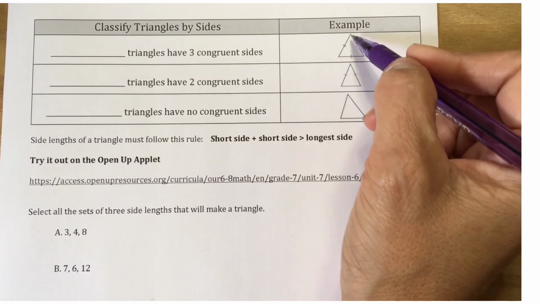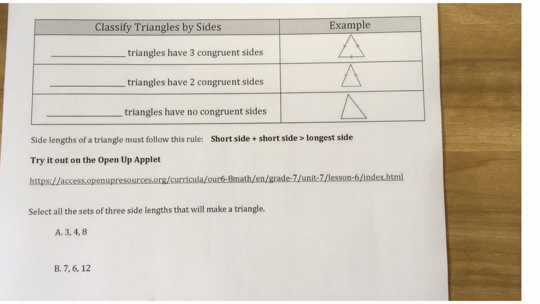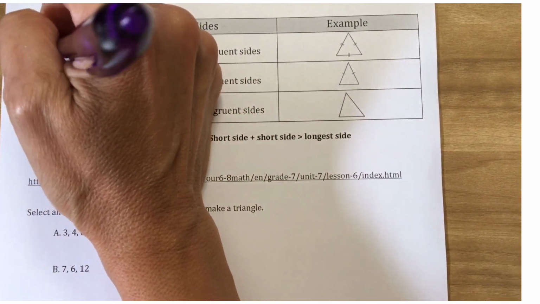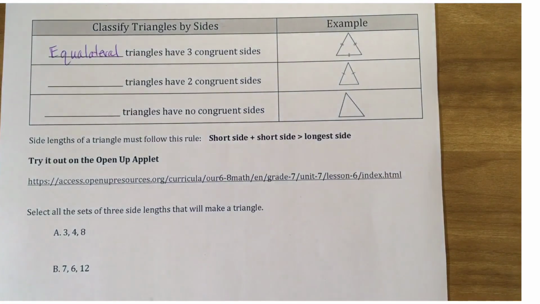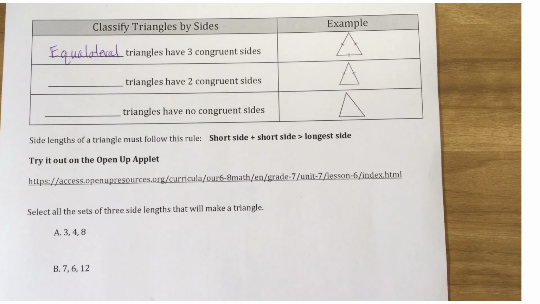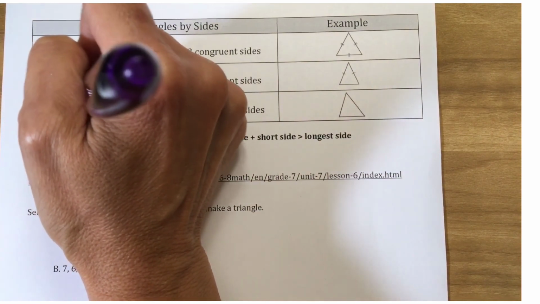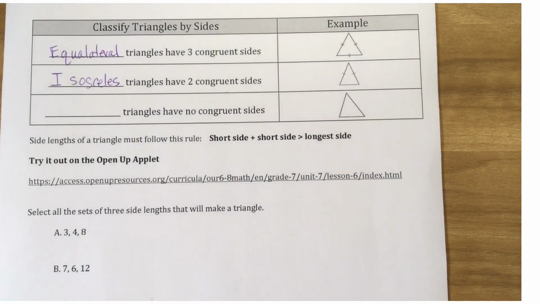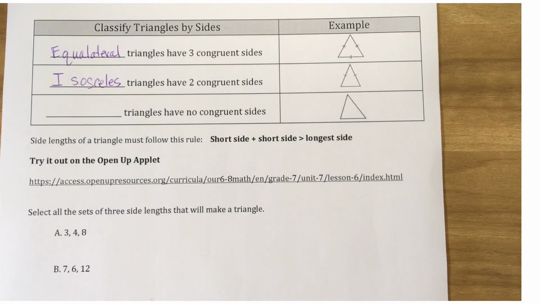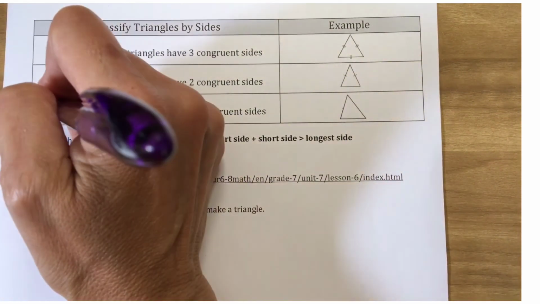So when we're looking at the sides, if I have three sides that are equal, then I have an equilateral triangle. And if I have two sides that are the same size and the third side is different, then this is called an isosceles. And the last one, this is where no sides are congruent. And this is called a scalene.